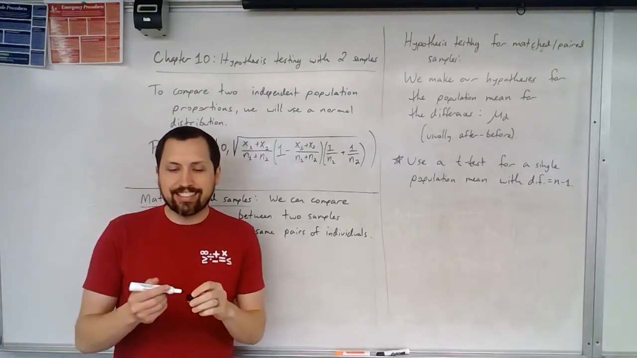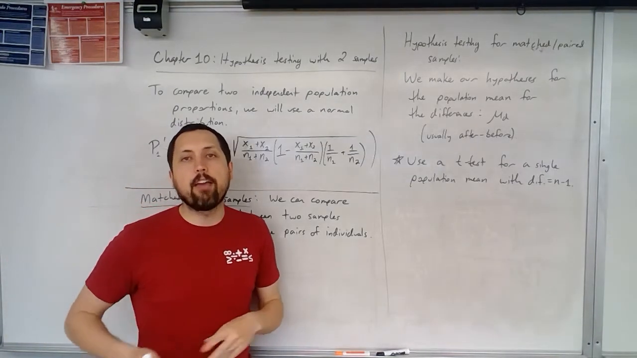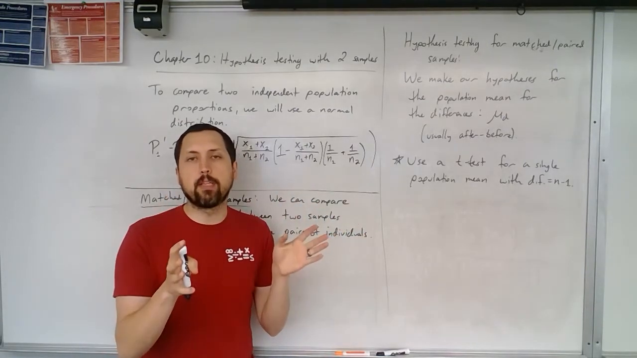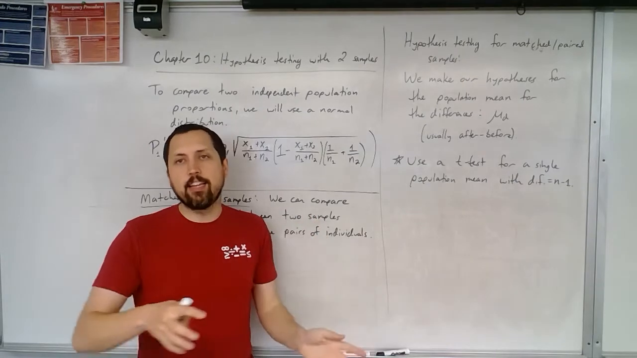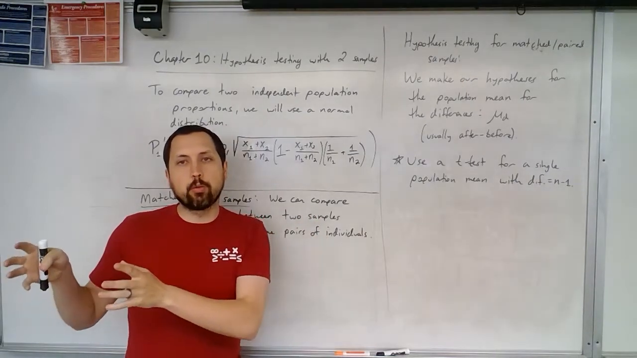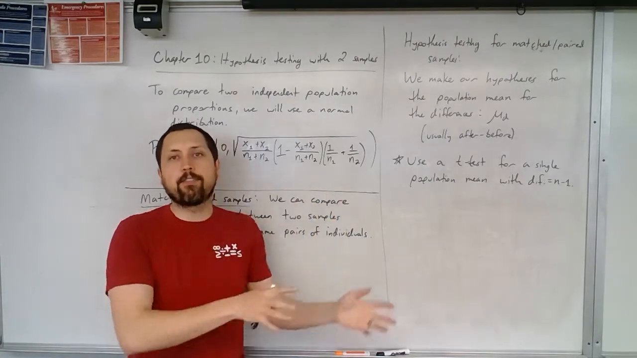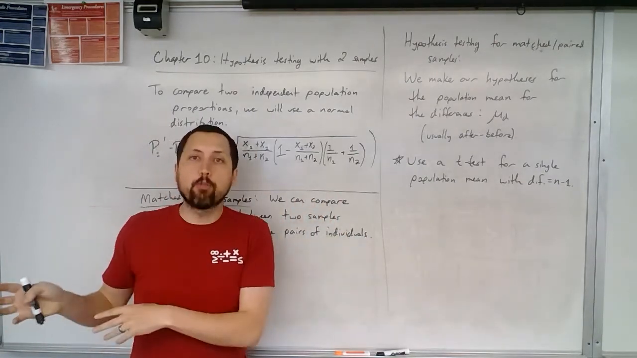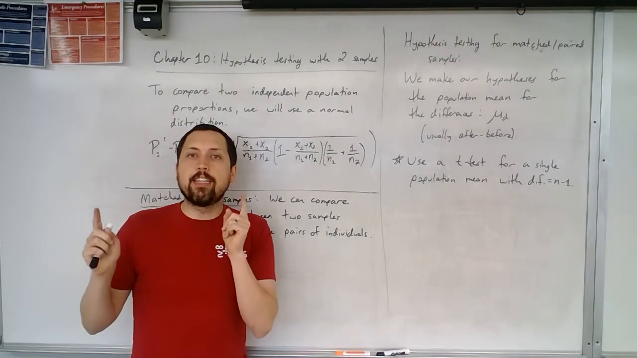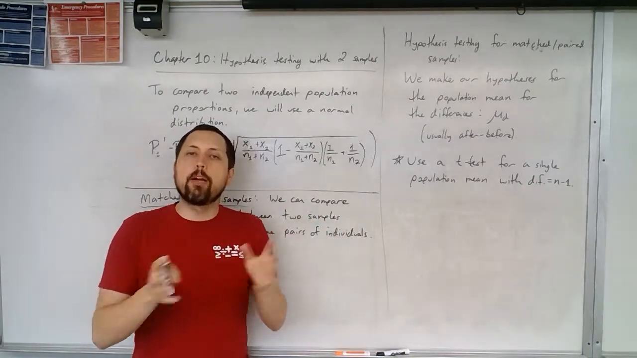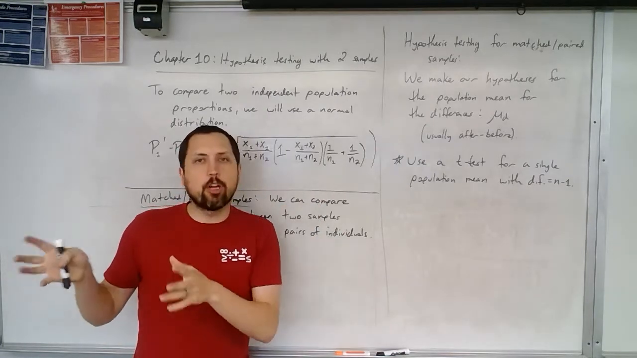Some really good examples of this might be if you take a group of individuals and you study them before something takes place. Then you take that same group of individuals after something takes place. You'd like to compare the difference between those two groups. Now, they're not distinct populations, right? It's the same group of people, but it's before and after some type of event.